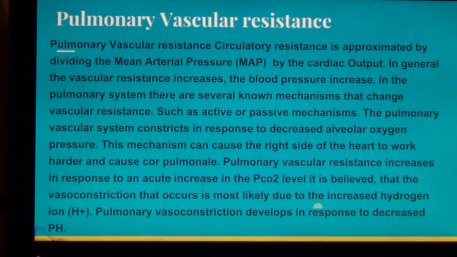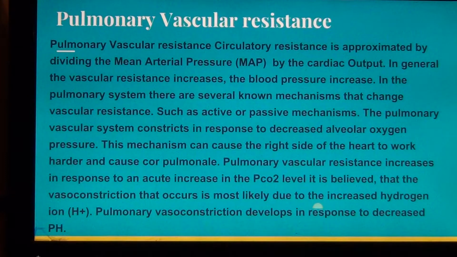Pulmonary vascular resistance, or circulatory resistance, is approximated by dividing the mean arterial pressure, also called MAP, by the cardiac output. In general, as the vascular resistance increases, the blood pressure increases in the pulmonary system, and there are several known mechanisms that change vascular resistance, such as active or passive mechanisms.